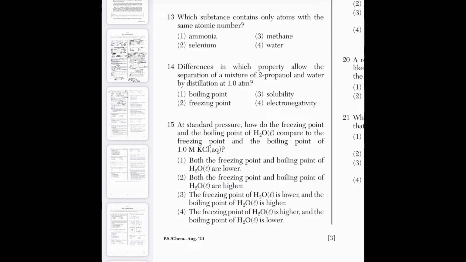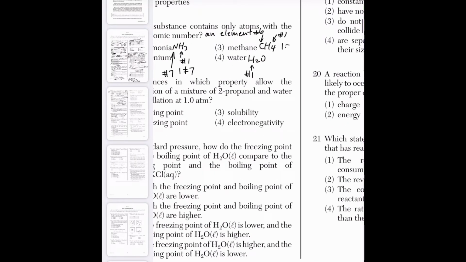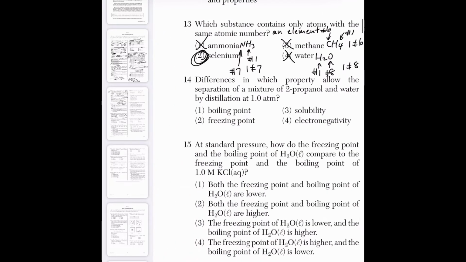Substances contain only atoms with the same atomic number. Okay, so this is basically just asking for an element, because only an element would have atoms with the same atomic number throughout. So this one would be selenium. If you wanted to double check, you could list all these out. This is number 1, the first element on the periodic table. This is number 7, not the same atomic number throughout, because 1 is not 7. Carbon is number 6, 1 is not 6. Oxygen is number 8, 1 is not 8. So yeah, selenium.